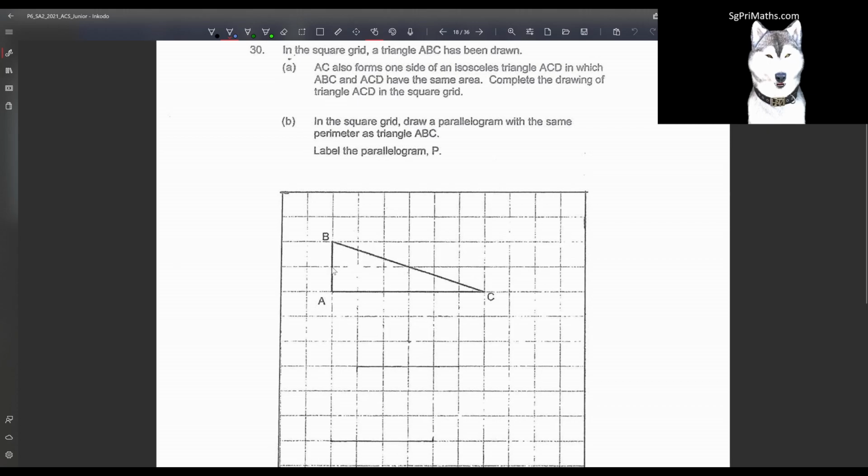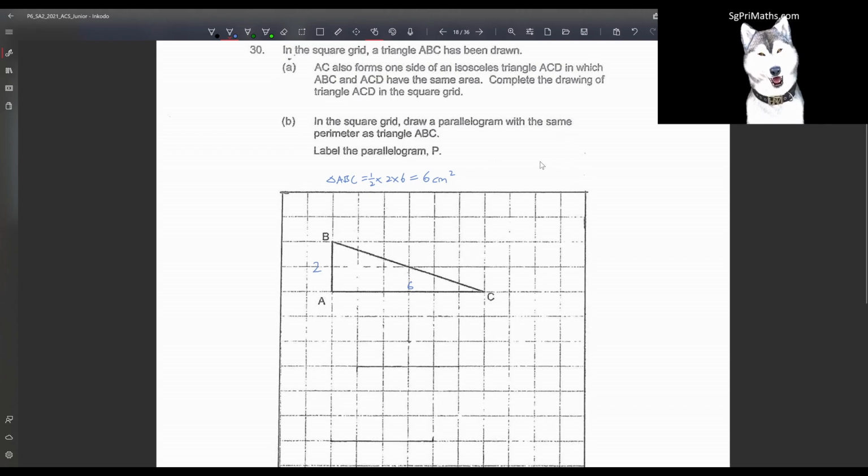Okay, so let's calculate the area of ABC first. The height is 2, the base is 6, so triangle ABC equals half times 2 times 6. This will give me 6 cm square. So we need to draw ACD such that it's also 6 cm square, and we need to draw it as an isosceles.